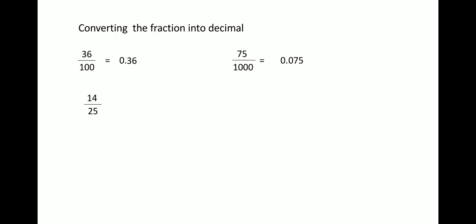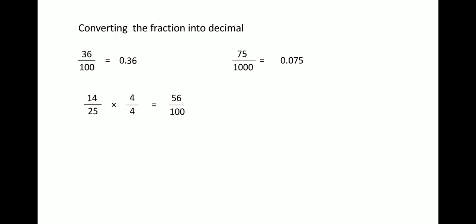Next we have another example, 14 by 25. First we'll convert this in terms of a fraction with the denominator equal to 100. So for that we'll multiply both the numerator and denominator by 4. When you multiply 14 with 4, you'll get 56, and when you multiply 25 with 4, you'll get 100. So 56 by 100 is the required decimal fraction.